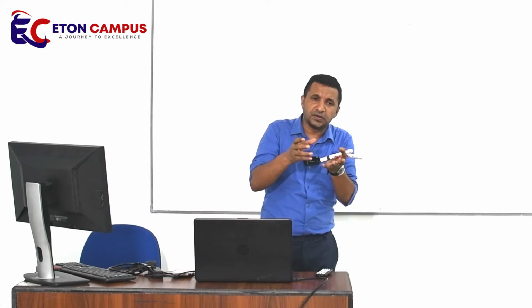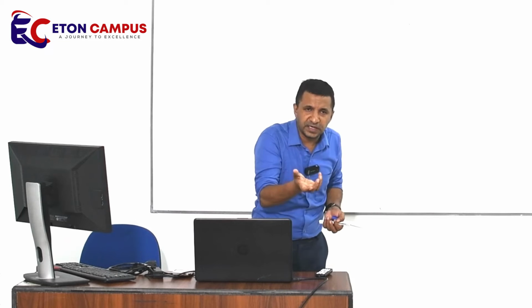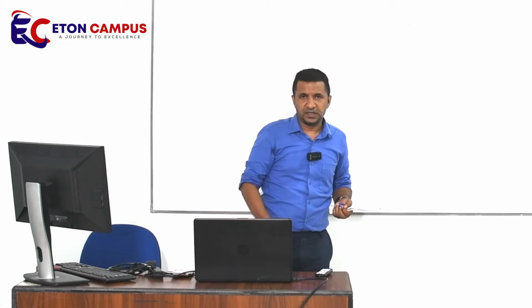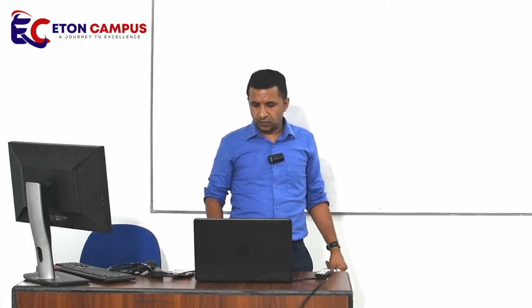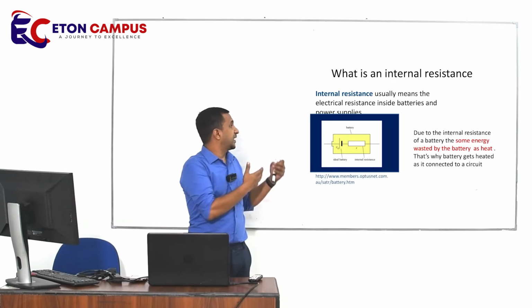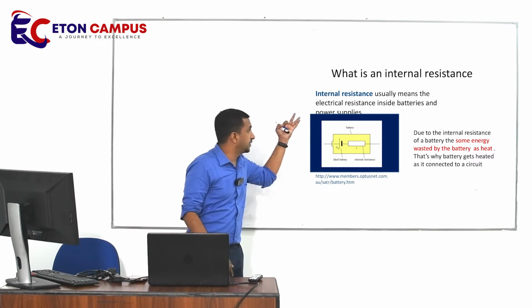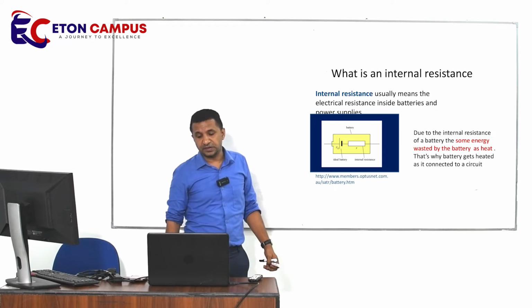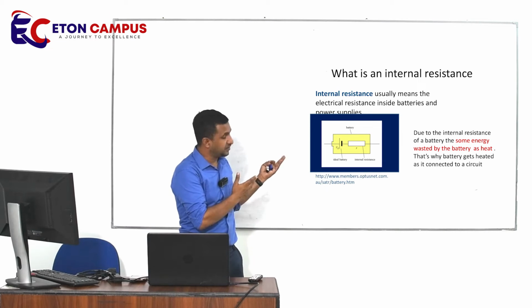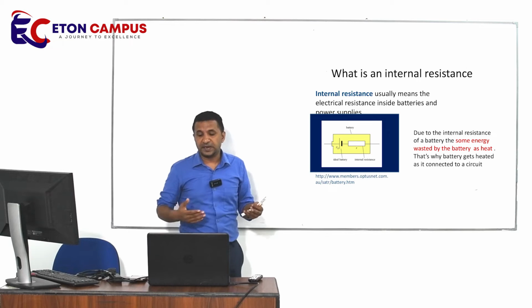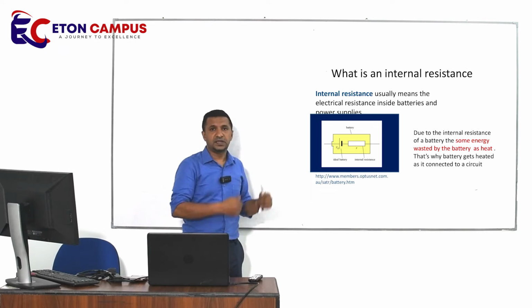Sometimes when you use your charger or batteries for a long time, when you are holding it, it becomes a little warmer. That is due to the internal resistance. That is why, as you can see in the presentation, due to the internal resistance of the battery, some energy is wasted by the battery as heat. That is why the battery gets heated when connected to a circuit.